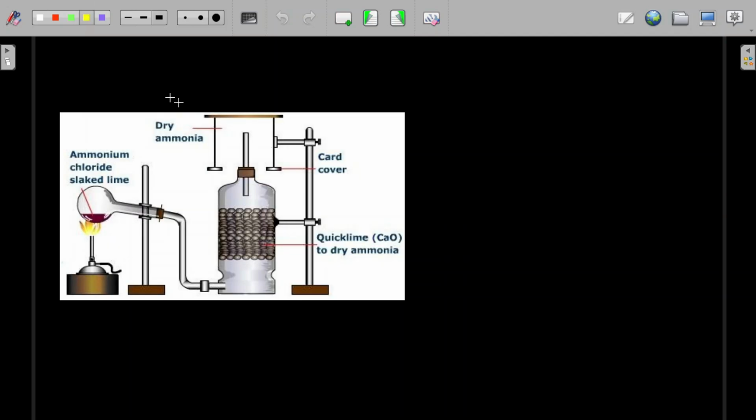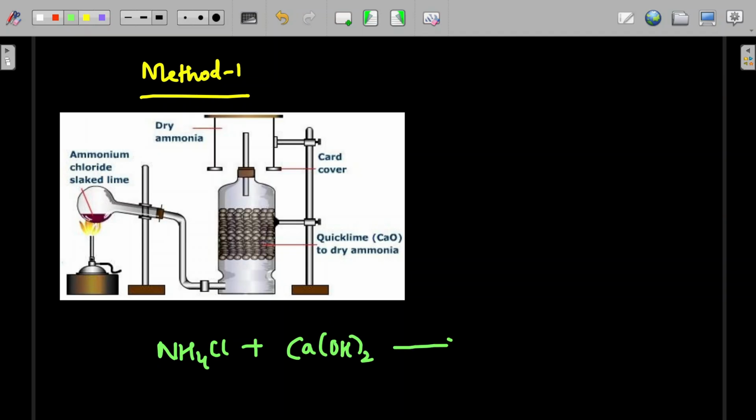Now the method of preparation. Two methods are there. Method one, which we have seen in analytical chemistry, uses an alkali and an ammonium salt. When an alkali and an ammonium salt are heated together, they form the respective salt, water, and ammonia gas. Here the common salt and alkali we use are ammonium chloride and slaked lime, that is Ca(OH)2, calcium hydroxide. Then heat it.